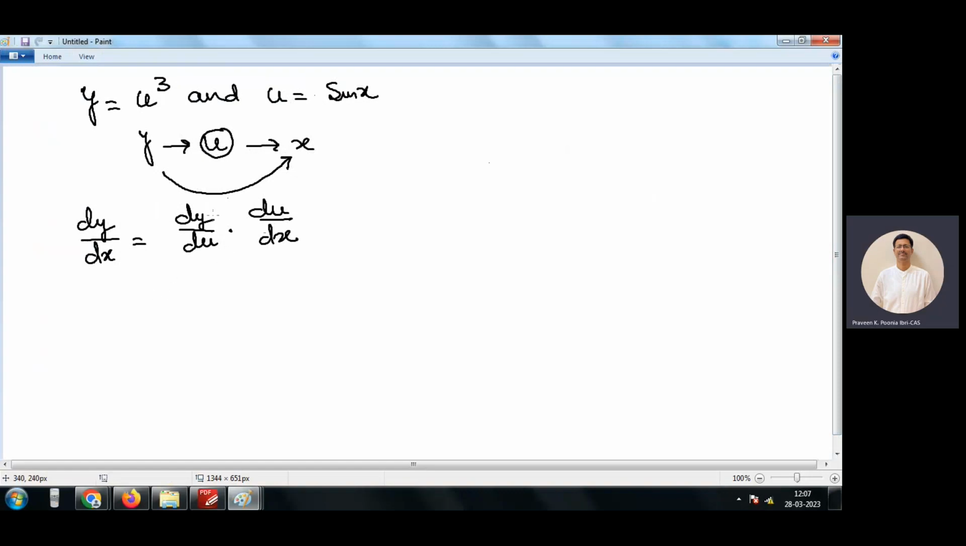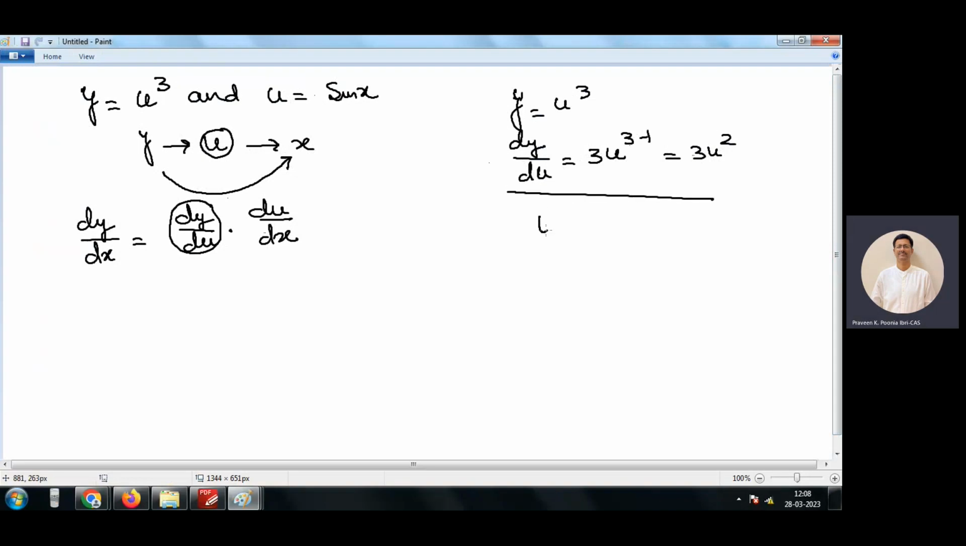Okay. So now you need to calculate the derivative of y with respect to u. The function given here is y is equal to u power 3. If you calculate the derivative of y with respect to u, it will be 3u power 3 minus 1, that is 3u power 2. Okay. So this is the derivative of y with respect to u. And second, u is equal to sin x. So if u is equal to sin x, what will be du by dx? The derivative of sin x is cos x.